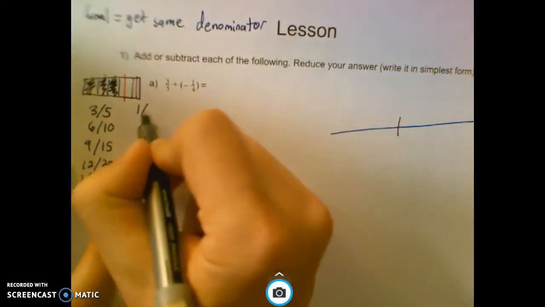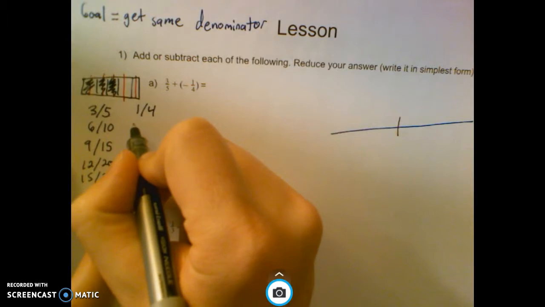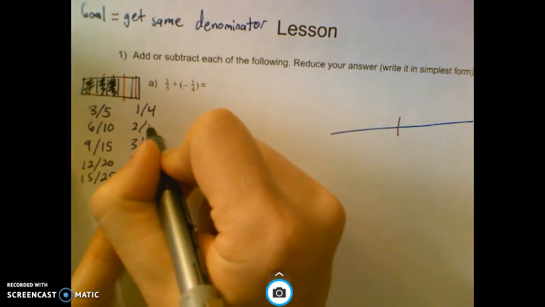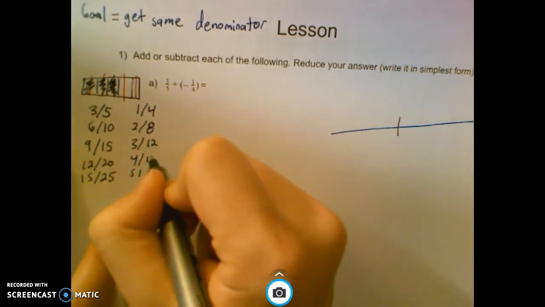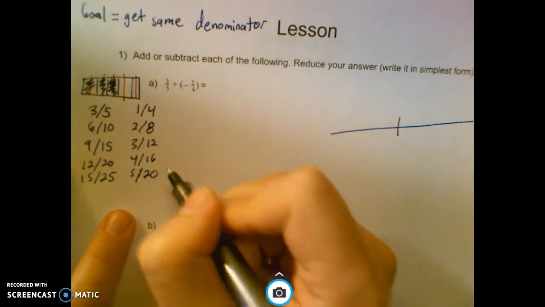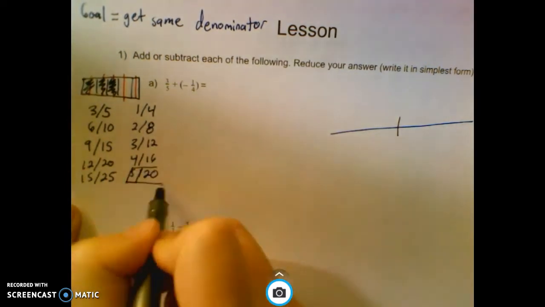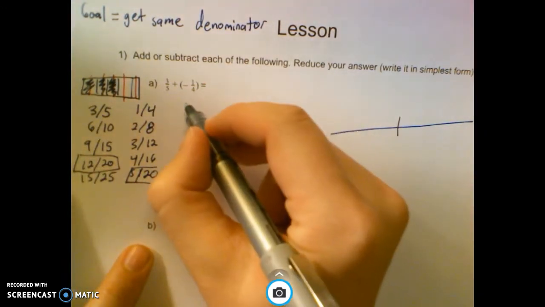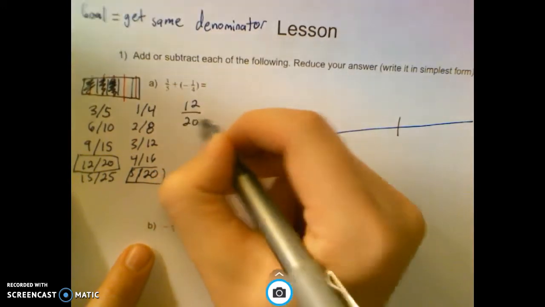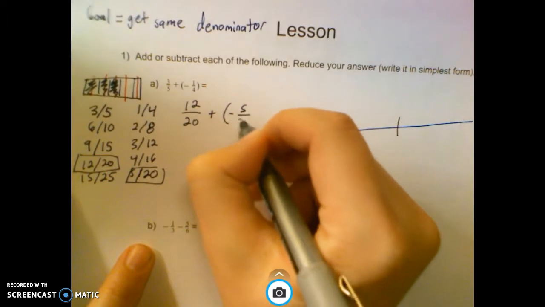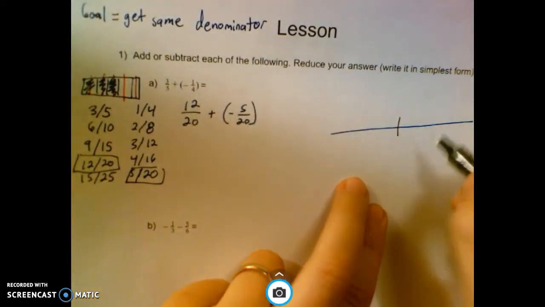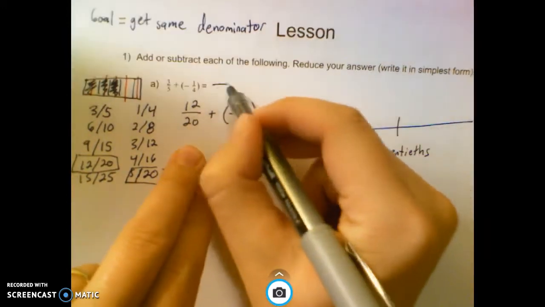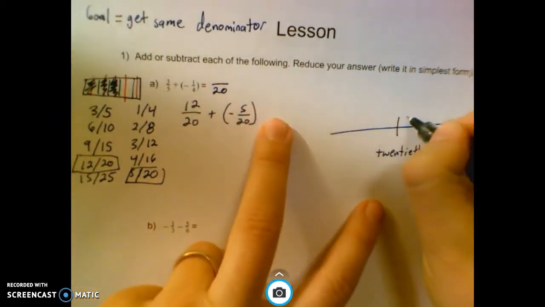So here I've got 1/4. Count by my multiples of 1: 1, 2, 3, 4, 5, and 4, 8, 12, 16, 20. Oh, look! Here, 12/20 and 5/20 have the same denominator. So I can rewrite this as 12/20 plus negative 5/20. And then over here, my units are 20ths. And I can just add like normal.